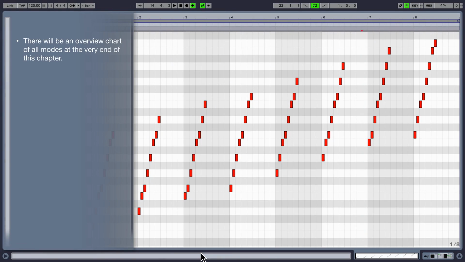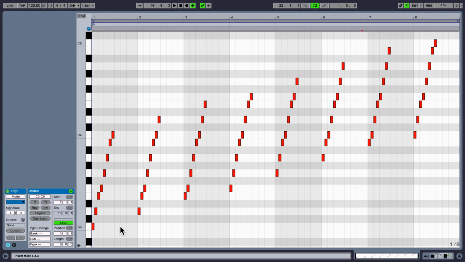Alright, so let's dig a little deeper into modes. Over here we have an overview of all available modes within the C major scale, and it's 1, 2, 3, 4, 5, 6, 7, and then we are an octave higher than the first one. So I'm quickly playing them out, and then we are going to talk a little bit about them.